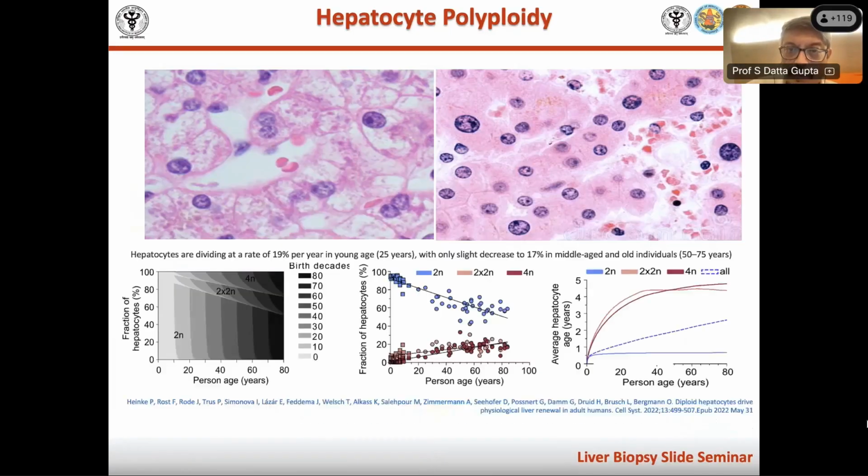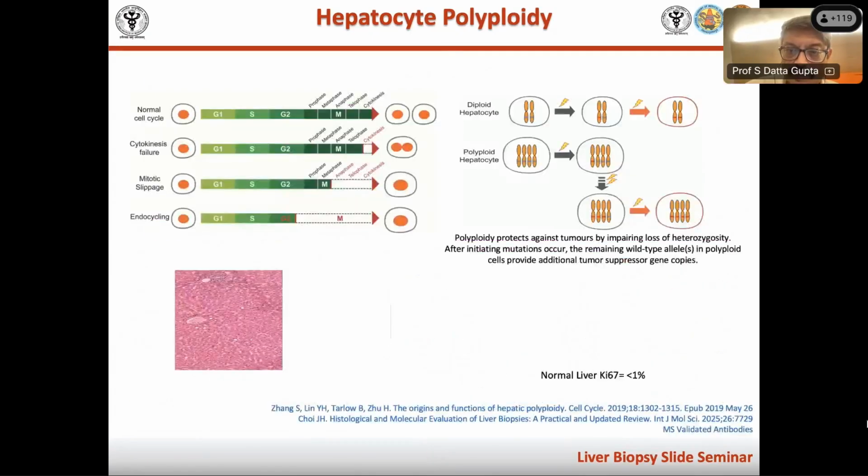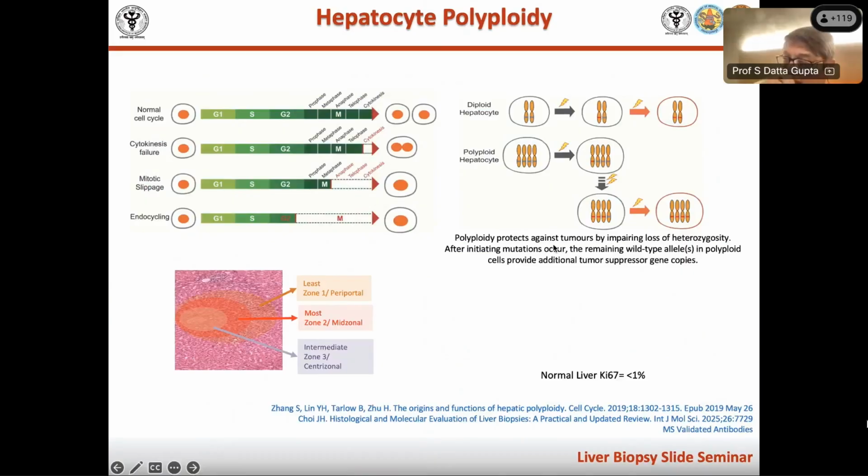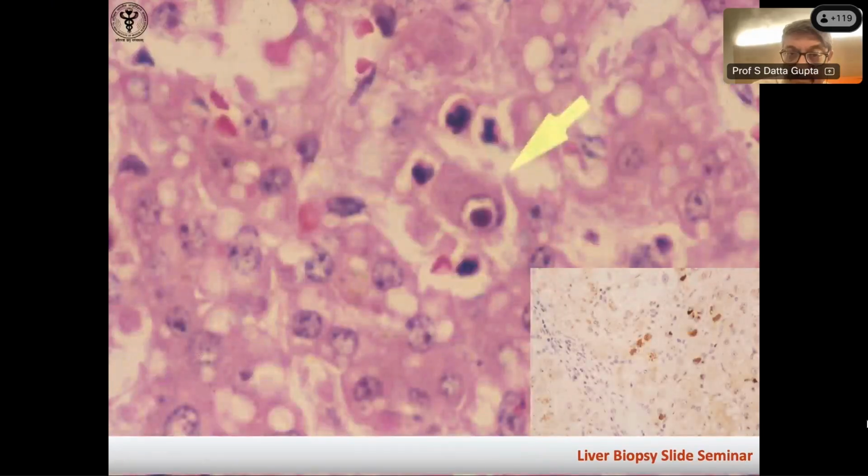So this is normal. Please remember this. Okay, you have to remember this. The maximum polyploidy is seen in zone 3 or centrizonal area, and the least is seen in the periportal area. So don't get worried about all this. Just ask the person's age. If you do a Ki-67, it will not be raised. In livers, normally it is less than 1%. So no problem at all in this.